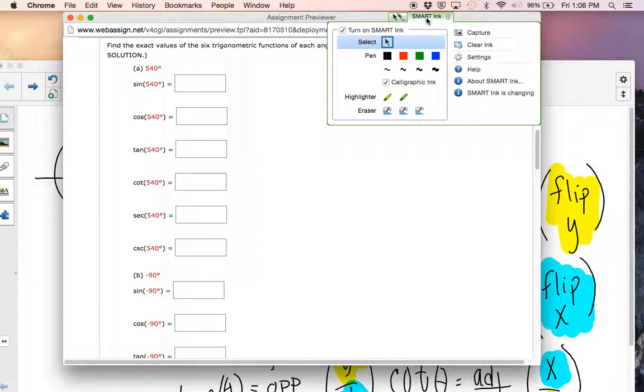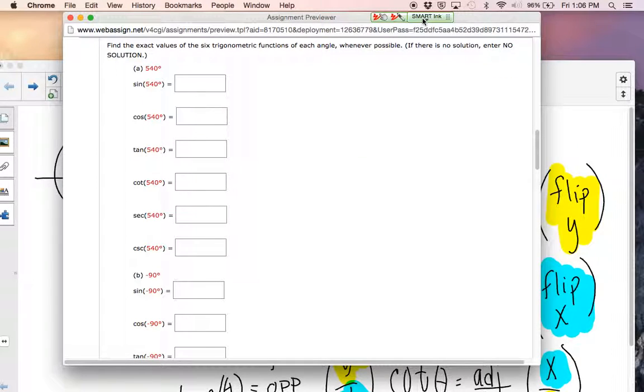Okay, here. This says find the exact trig functions, and you're going to be using the unit circle here. So first thing I'm going to do is, I know that 540 is not on the unit circle, so I have to figure out what angle is coterminal with 540. So I'm going to subtract 360, and 540 minus 360 is 180.